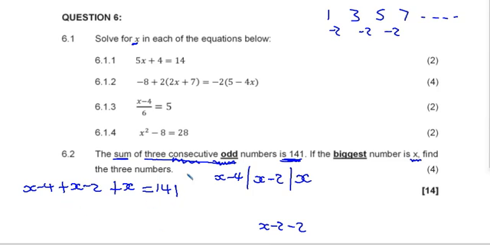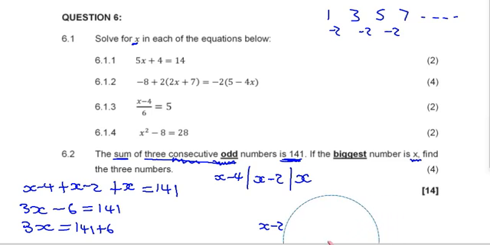We now have an equation, and then to find the three consecutive numbers, we need to find the value of that x. We solve for x here, collect like terms, x and x and x. This is 3x, negative 4 and negative 2, that is negative 6, is equal to 141. Take the 6 to the other side, 3x is equal to 141 plus 6. So 3x is equal to 141 plus 6, which is 147.